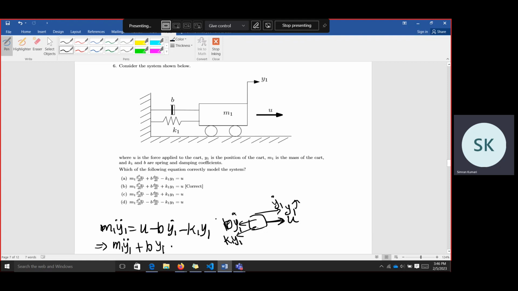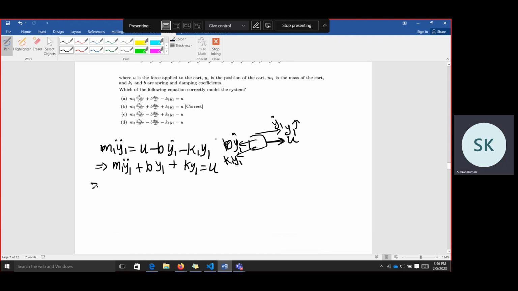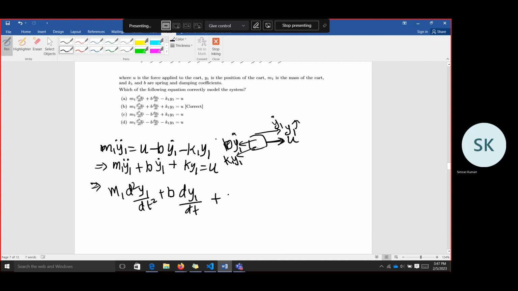Okay, I think I have made some mistake. Okay, so K y1 equal to U. This is dot notation, so we'll simply write M d2y by dt square plus B dy by dt plus K y1 equal to U. This is the equation that we have got. Any doubt in this one?